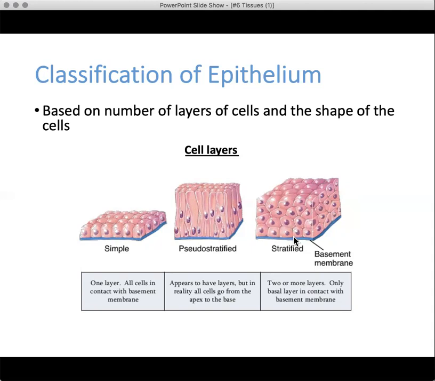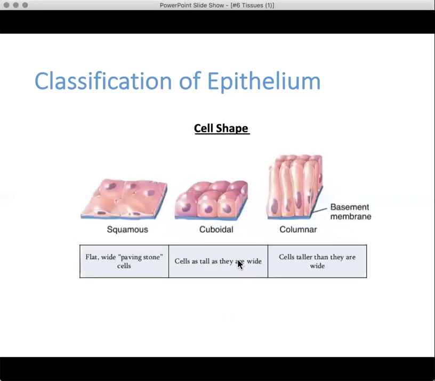Stratified means that there are two or more layers of cells. And pseudostratified means there's one layer of cells, but it actually looks like there's many. So it's only one layer, but it looks like there might be a few layers. And then it's also classified based on the shape of the cells involved.